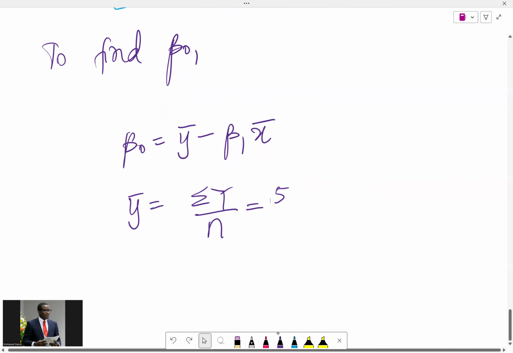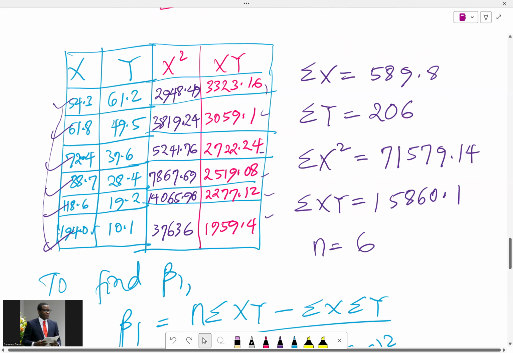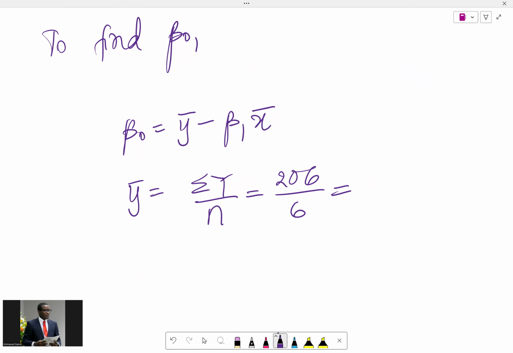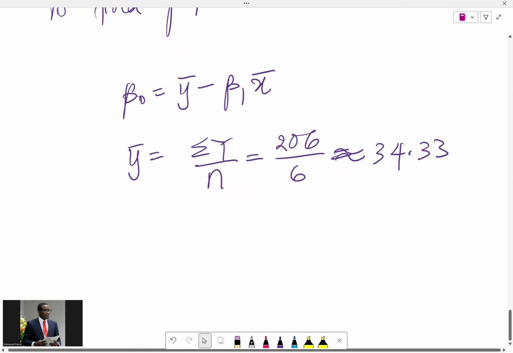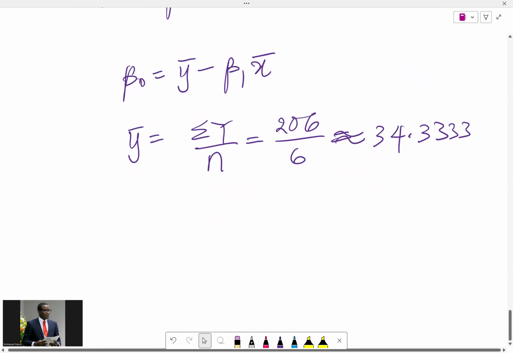So y bar is summation of y over n. Summation of y is 206. 206 divided by 6. N is 6, like we already knew. So that is 206 divided by 6, and that is approximately 34.33. Okay, that's y bar. Let me make it 34.3333 since everything is 4 decimal places.